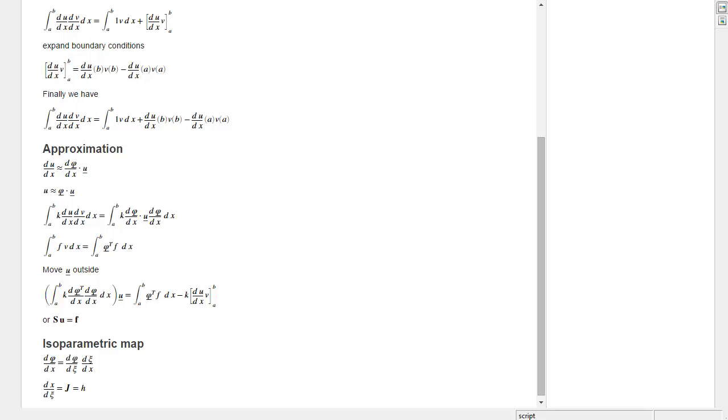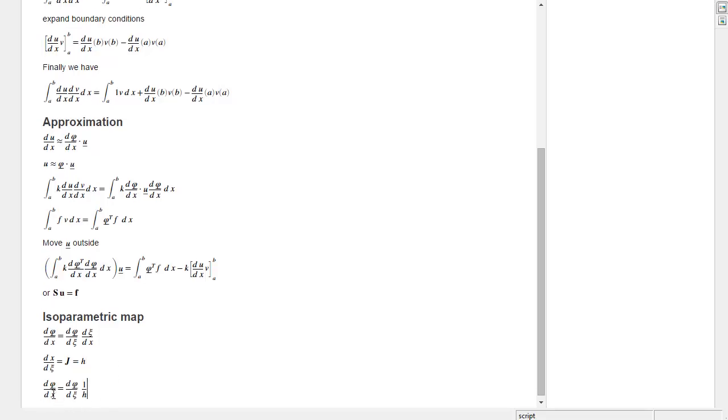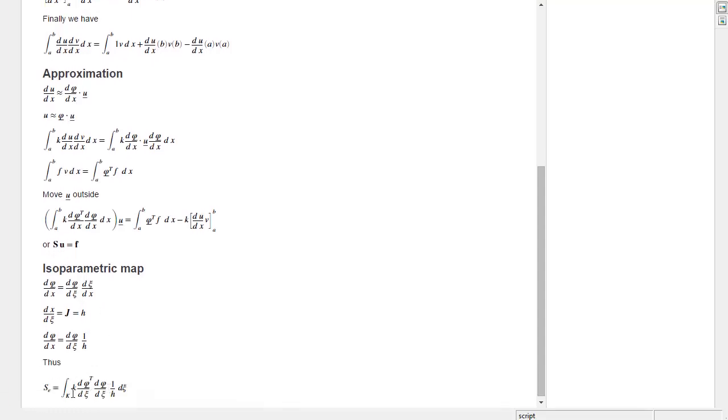This means that we get d phi dx is d phi dxc multiplied by 1 over h. Thus, our element stiffness matrix becomes k d phi dxc transpose d phi dxc times 1 over h. And that's because we have d phi dxc multiplying 1 over h times itself, so we get 1 over h squared, but then we must multiply dx is equal to h times dxc, so one of them goes away and we have only one left.